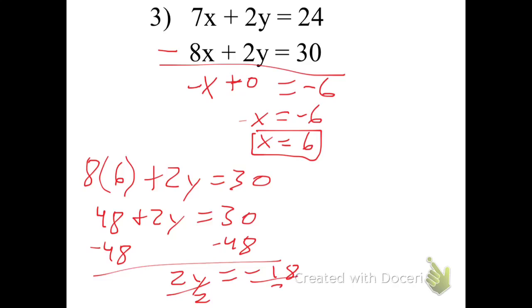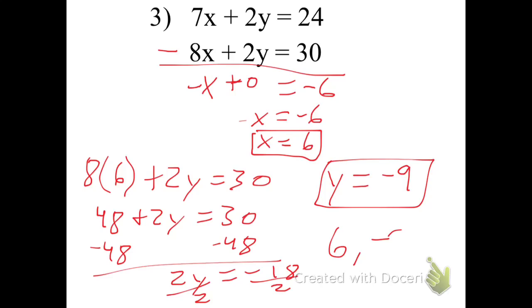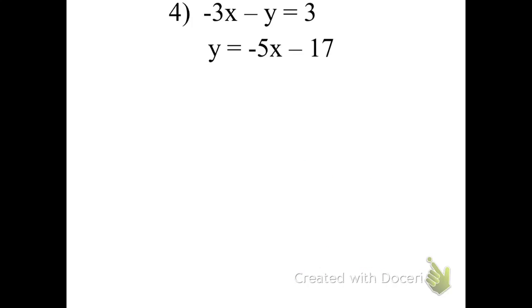Divided by the 2. Sorry, I'm running out of space there at the bottom. I now have y equals negative 9, because negative 18 divided by 2 is negative 9. So you get the point 6, negative 9. Get used to writing it that way. Move on to number 4.